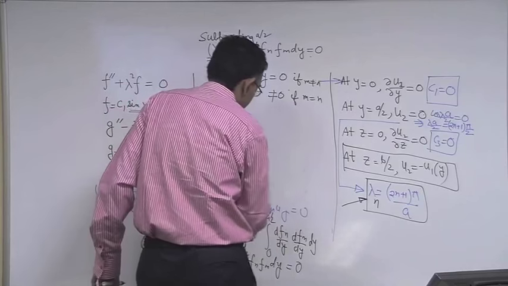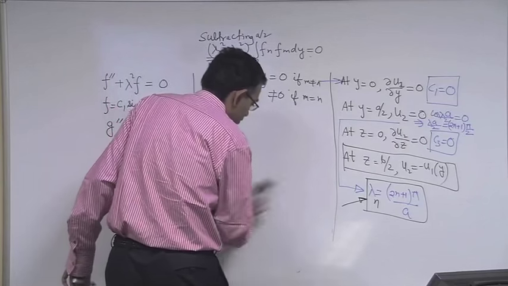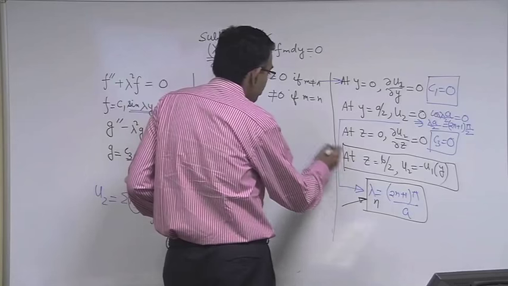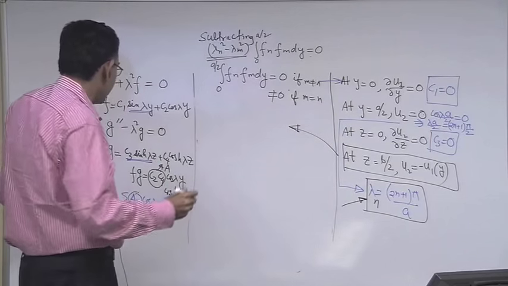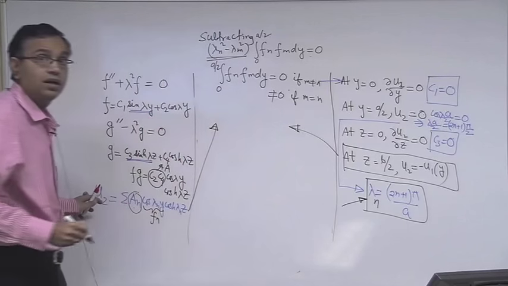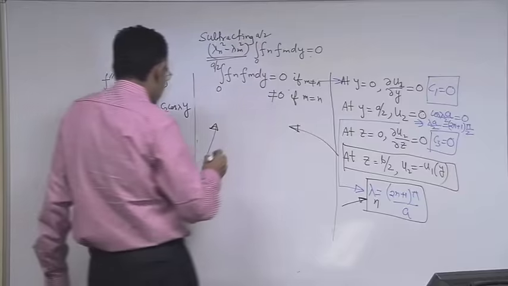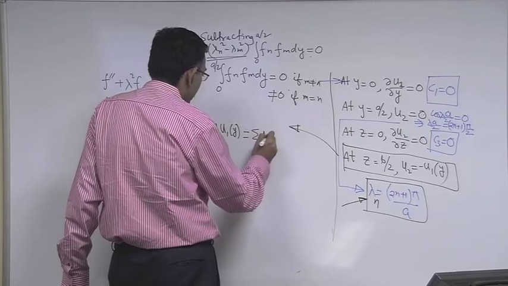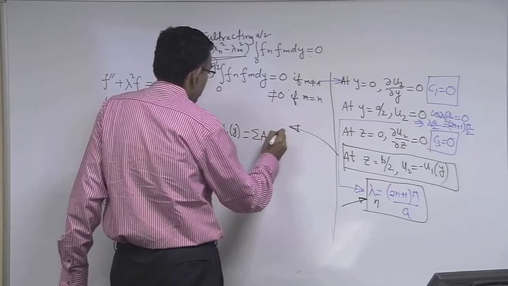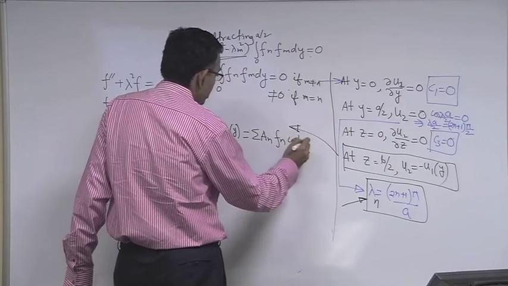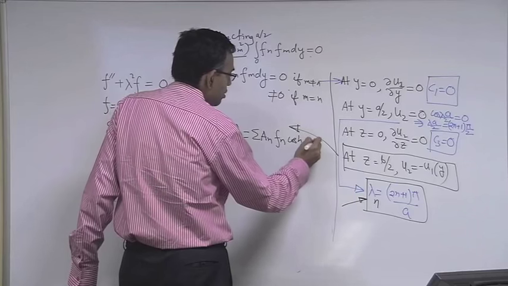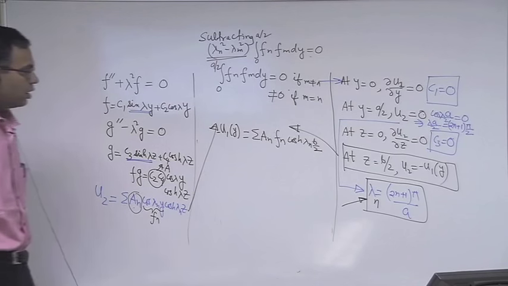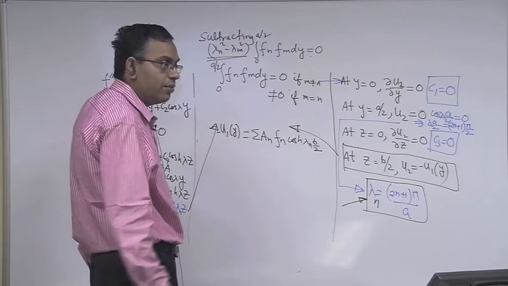So now, we apply at z is equal to b by 2, u 2 is equal to minus u 1. So basically this equation you substitute: minus u 1 of y is equal to summation of a n f n cosh lambda n b by 2. Next step is multiply by f m and integrate.